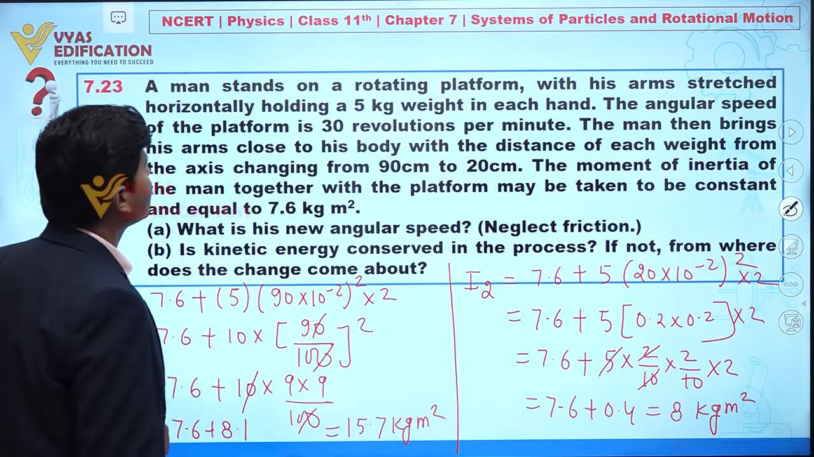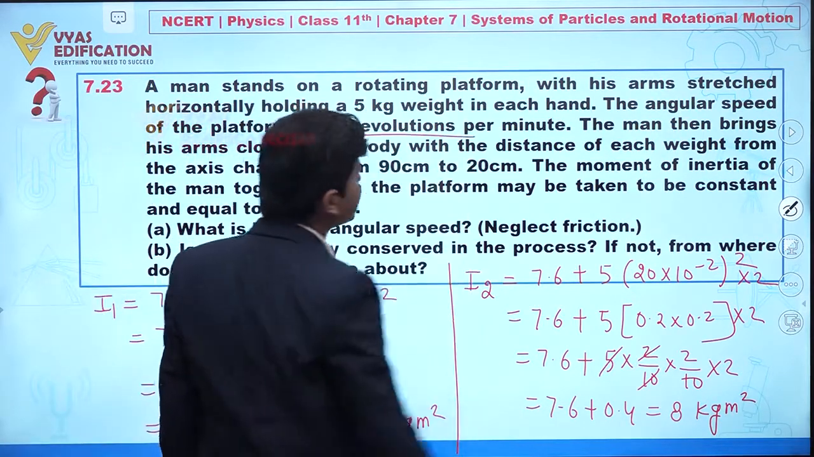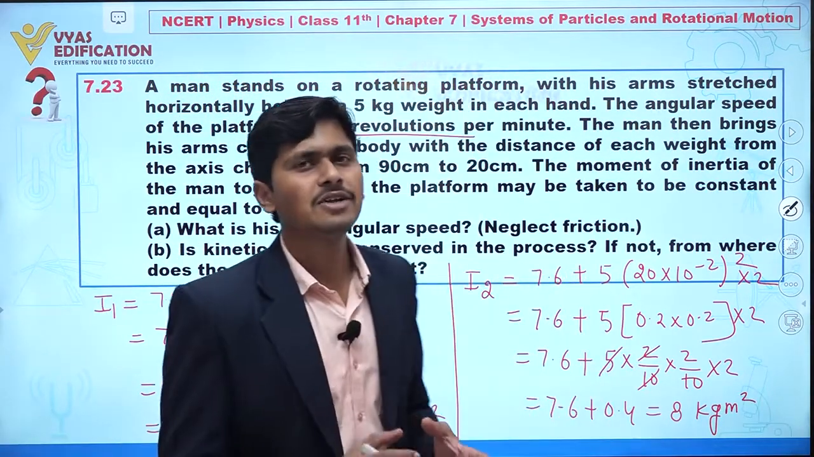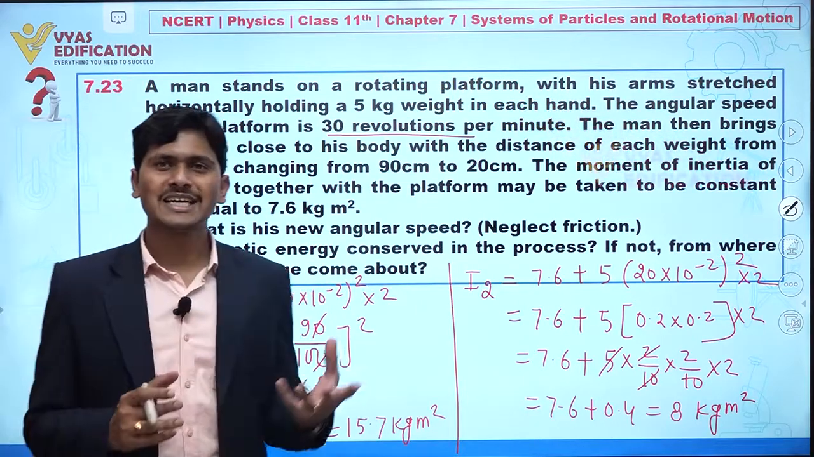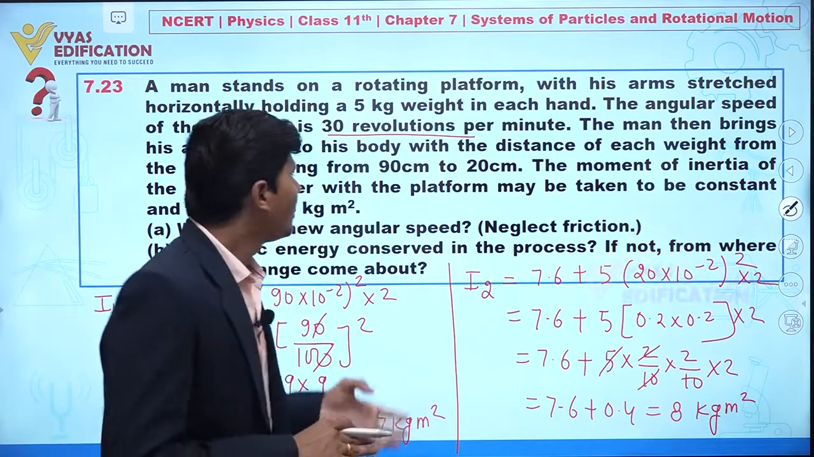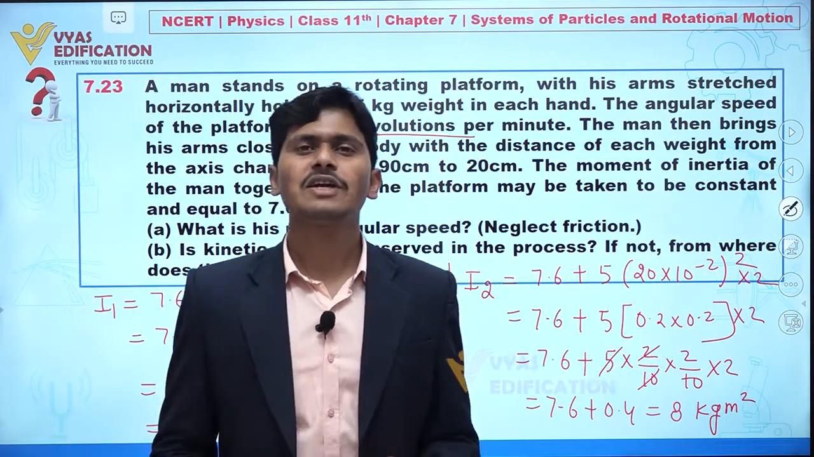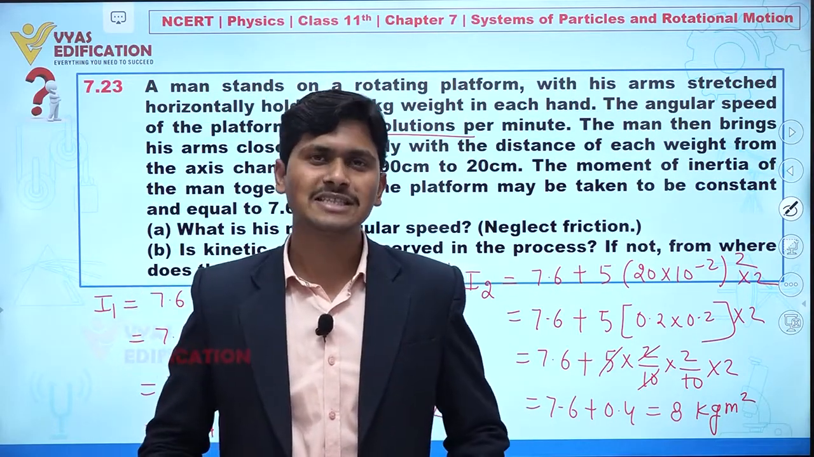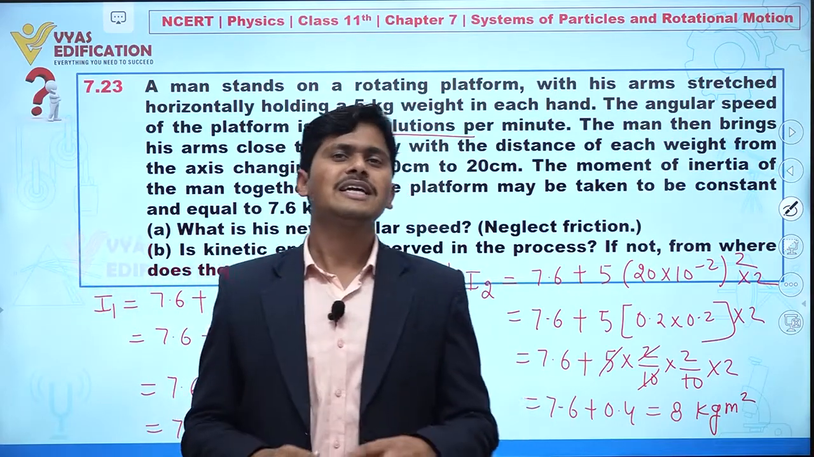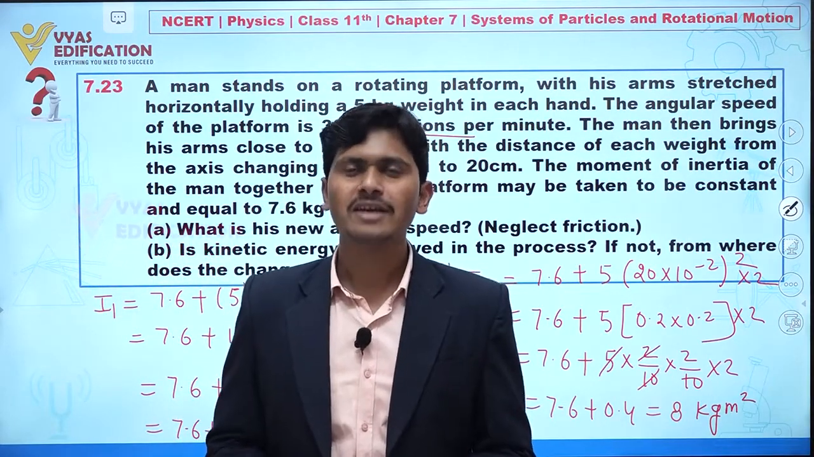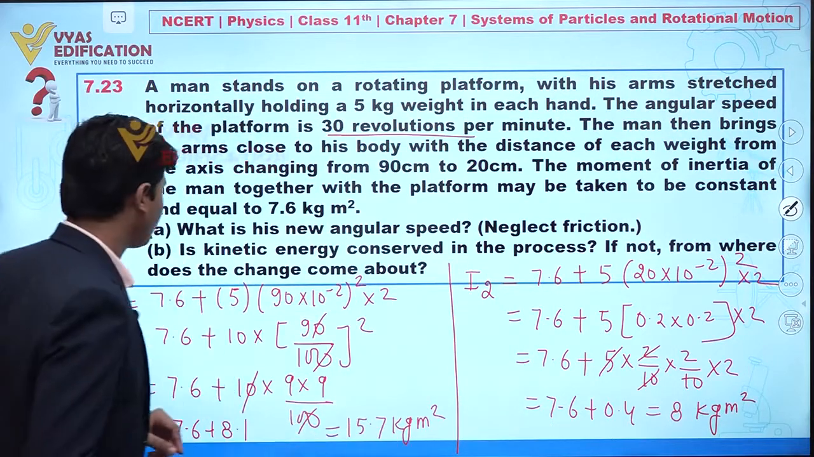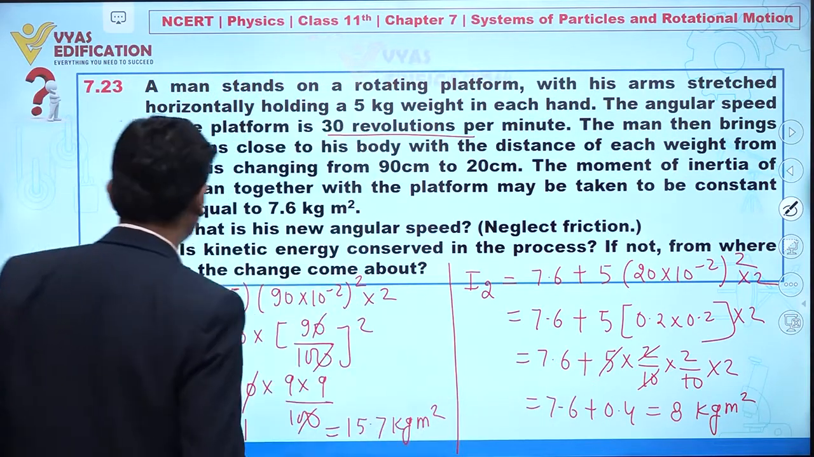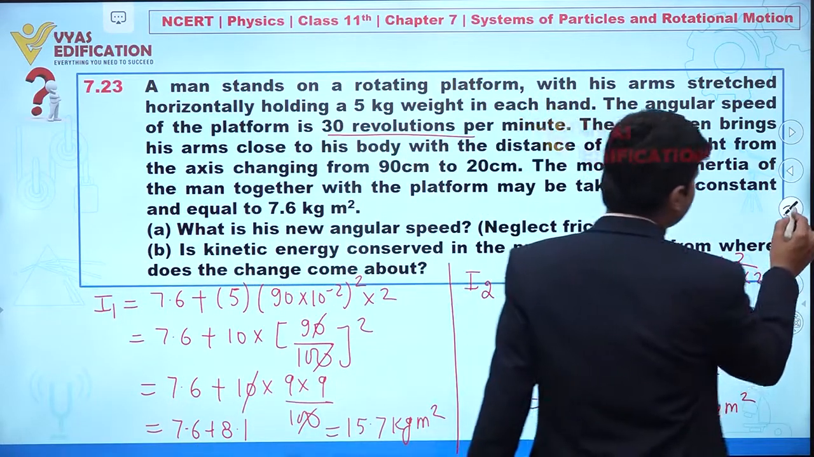Now it is also given that the initial rotational speed is in revolutions per minute. You do not need to convert this angular velocity into radian per second, because it will cancel out from both sides. About this rotational axis, the net torque acting is equal to 0. It means I can apply conservation of angular momentum. So the two important values are 15.7 and 8.